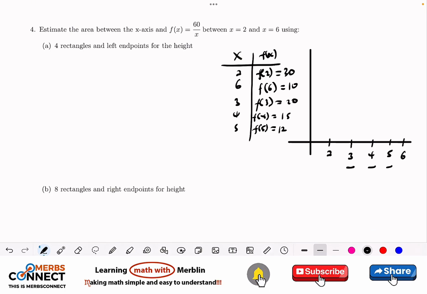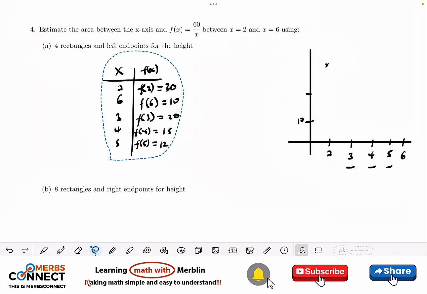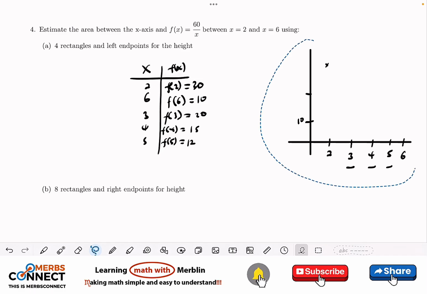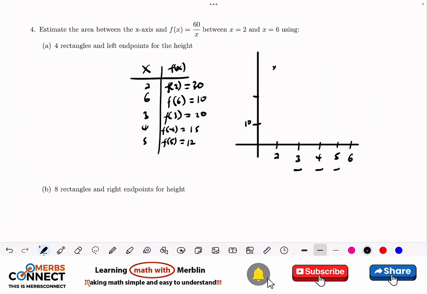So let's say f of 2 is 30. So we have 30 somewhere here, right? So let me just make it 10. Let me shift this one small so that my graph will be nice. Good. So 10, 20, and let me say here is 30, right?